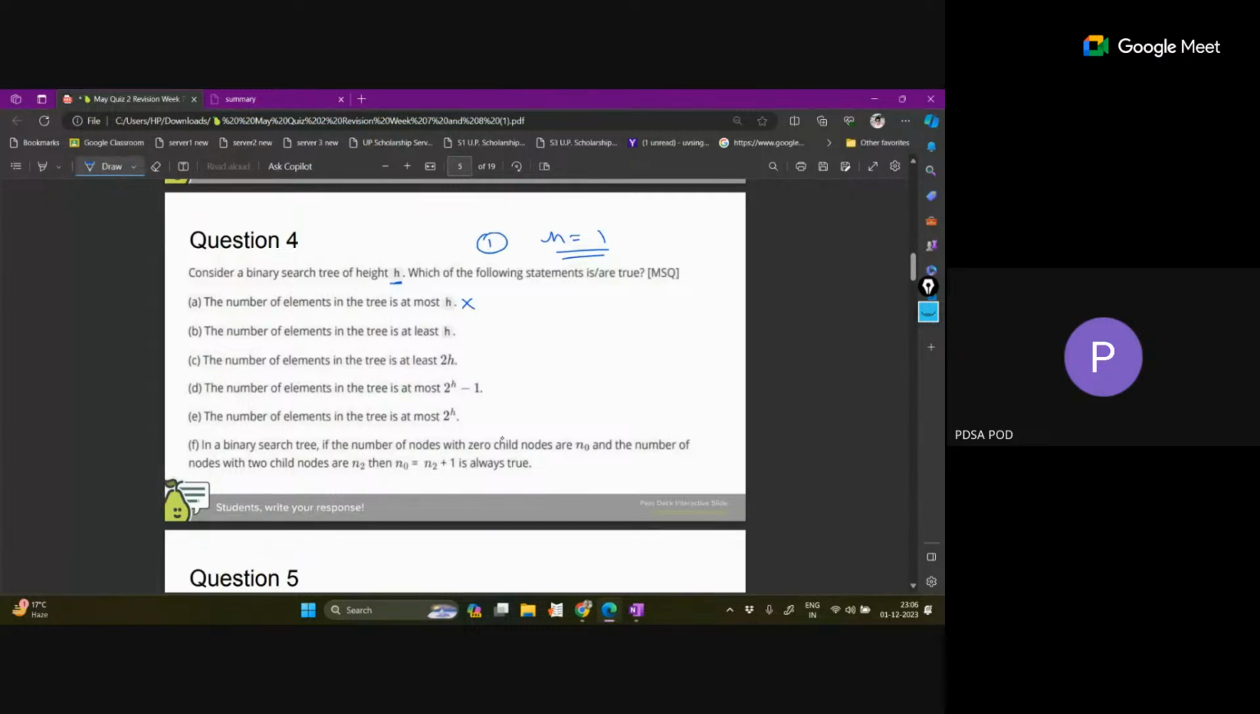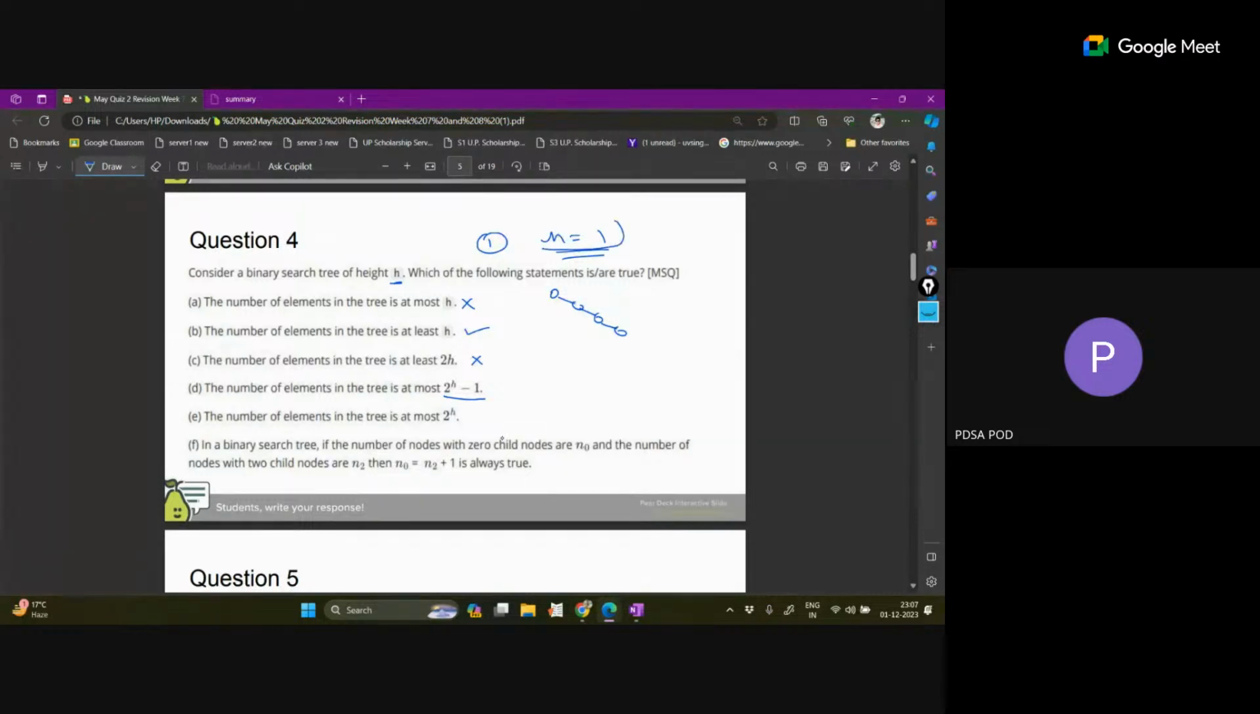But this, I think, is correct: the number of elements in the tree is at least h. When each node is connected in only this way, this is the at least case, the minimum case for any height h. The number of elements in the tree is at least 2h is not correct, because option B is correct: the number of elements in the tree is at most 2 to the power h minus 1. Yes, this is correct.